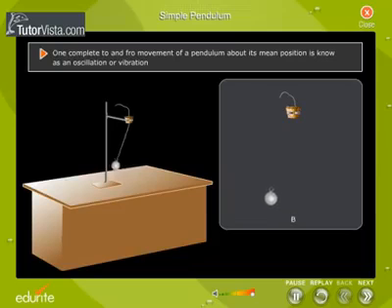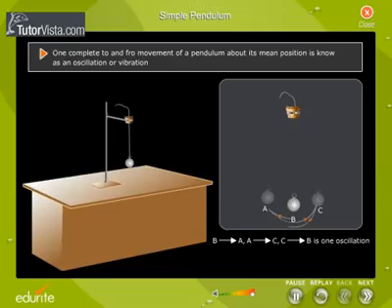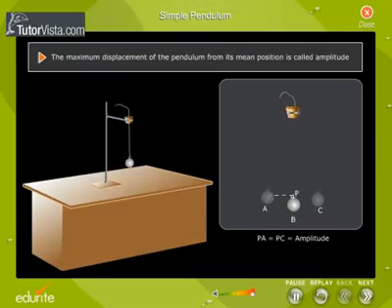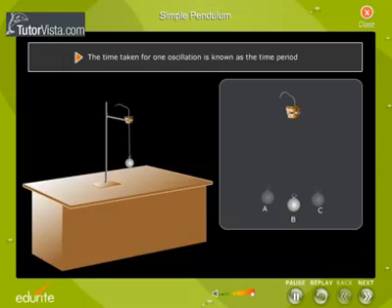One complete to and fro movement of a pendulum about its mean position is known as an oscillation or vibration. The maximum displacement of the pendulum from its mean position is called amplitude. The time taken for one oscillation is known as the time period.